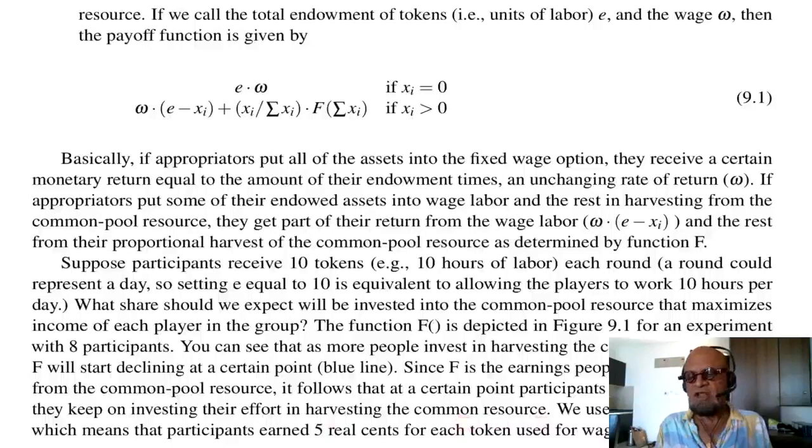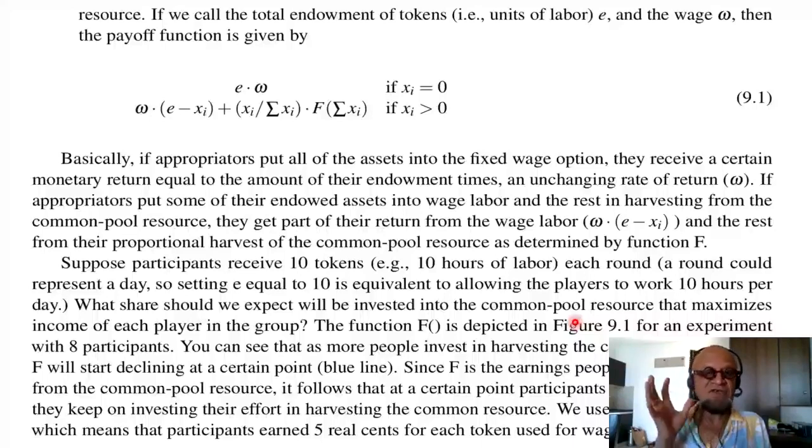We use a value of 0.05 for W, which means that participants earned 5 real cents for each token used. So 1 times 0.05, so 5 real cents. Think of dollars, 0.05. For each token used for wage labor. Sounds complicated, but make sure you follow that.